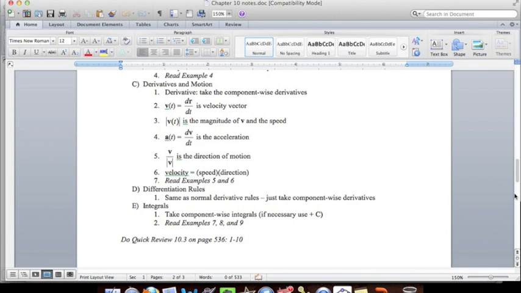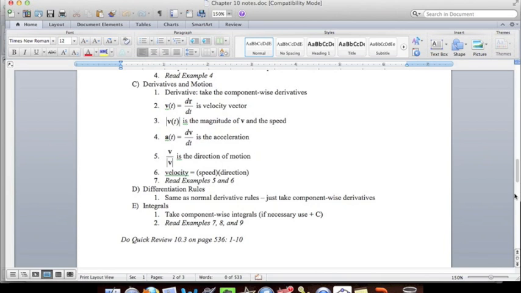Acceleration is going to be the derivative of velocity, or the second derivative of position, just as it has been for us all along. We're just going to take them component-wise. The direction of the motion is going to be the velocity divided by the magnitude of velocity, which would just tell us which way we're going. If we think about functions, they would be the same, except one would be positive and one would be negative. That's not necessarily true here, because magnitude doesn't mean just make it positive, but it's an extension of that same idea. Velocity then is speed times direction.